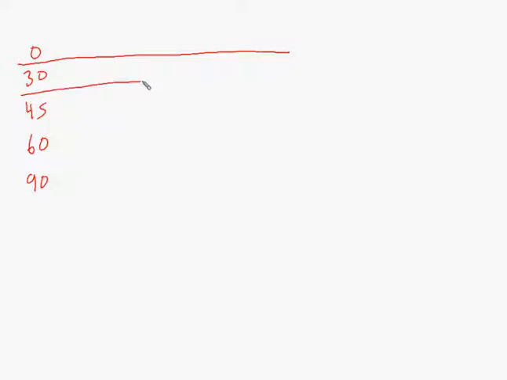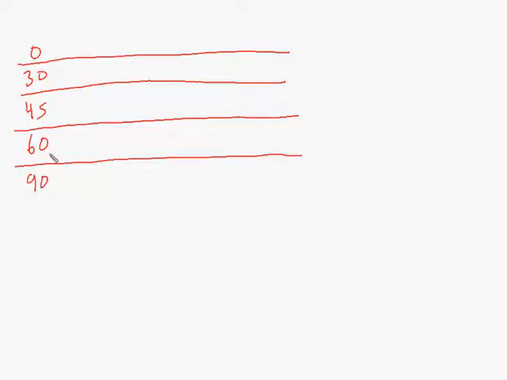I want to spend a little bit of time on this. Let's make this chart. 0, 30, 45, 60, 90. These are and any multiples of these angles. So multiples of 60 would be 120, 180. Multiples of 45, 45, 90, 135. Multiples of these angles, you need to have in your head what the sine, cosine, and tangent are.